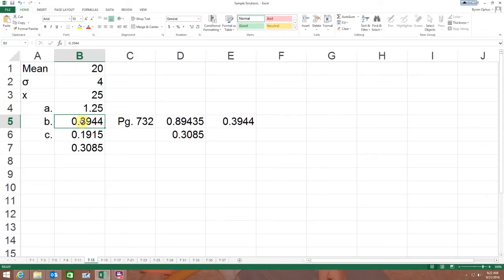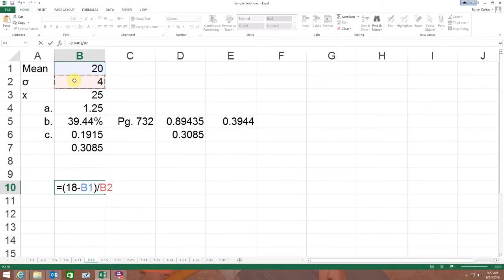It says what proportion of the population is between 20 and 25, and I probably ought to make that look like a decimal. Please try to extend these out a couple decimal points. Then C: what proportion of the population is less than 18? Again, we might have to do a little math. It's equal to 18, our x in this case, minus our mean, divided by our standard deviation. It's going to be -1/2.